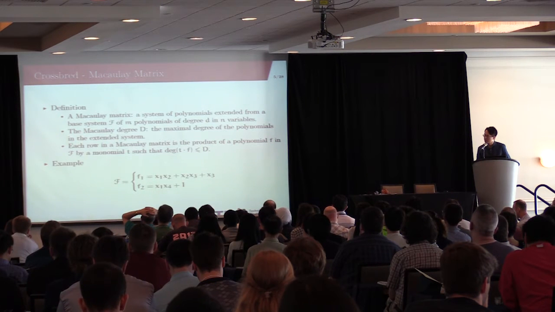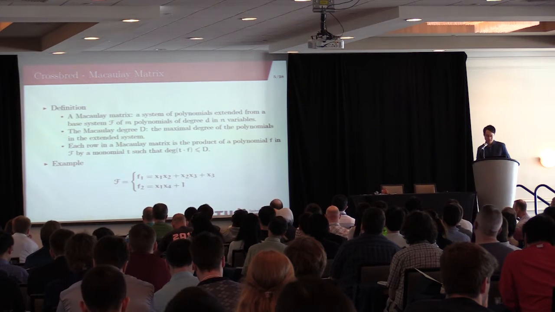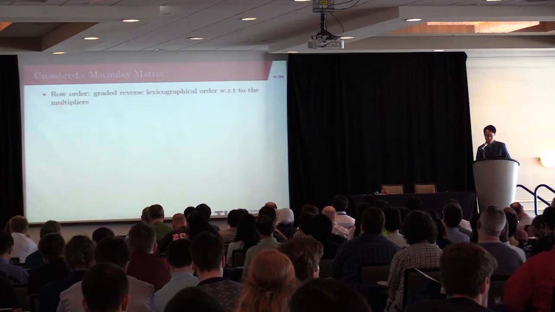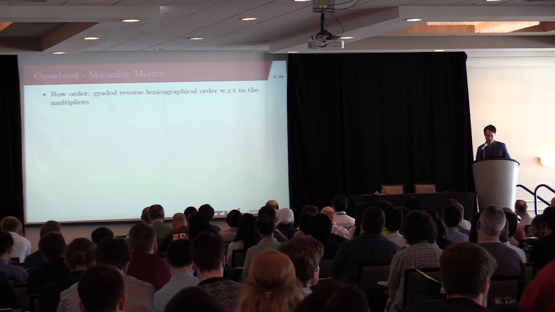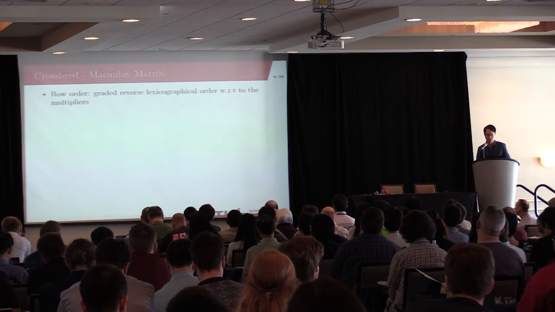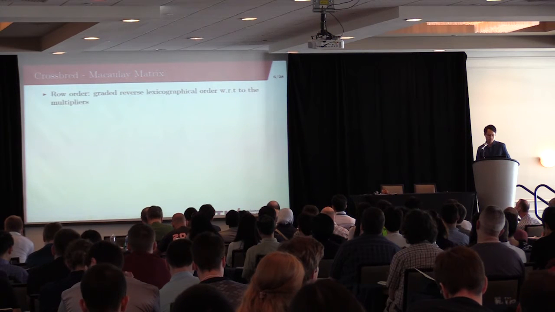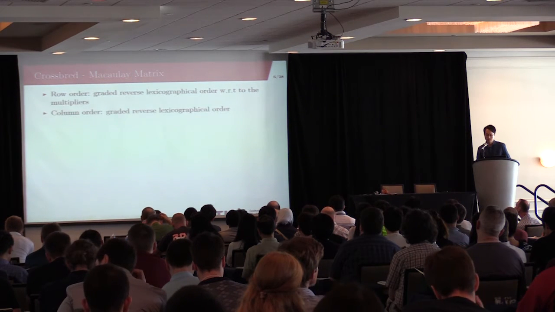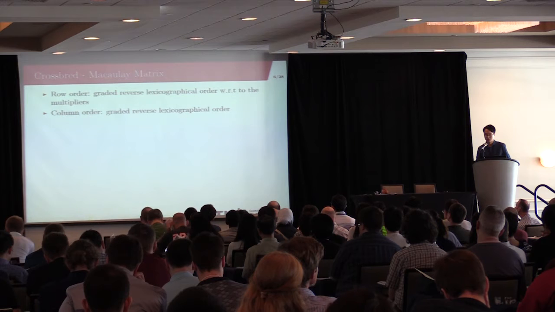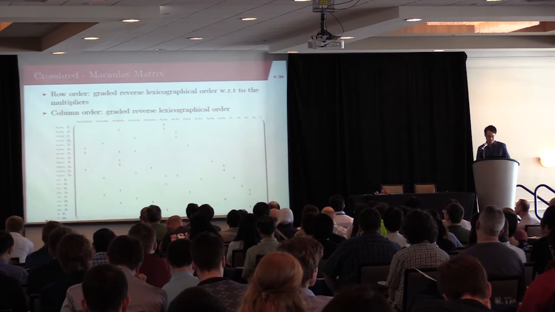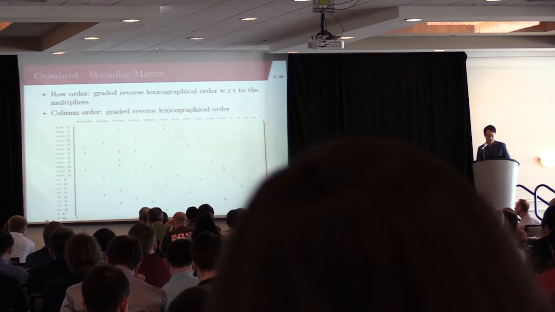Here we have an example. Suppose this is a base system. Then if we organize the rows according to the graded reverse lexicographical order based on the multipliers, and order the columns according to the same monomial order, this will be the Macaulay matrix. You can see it's quite sparse.